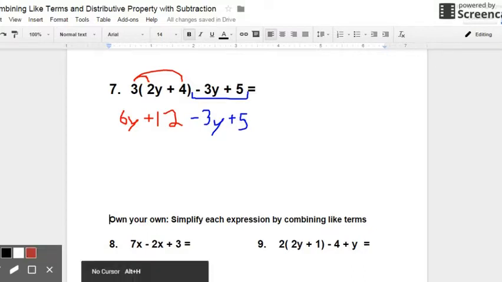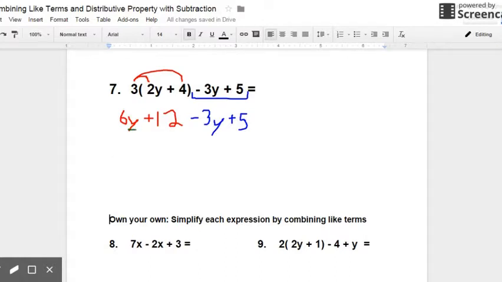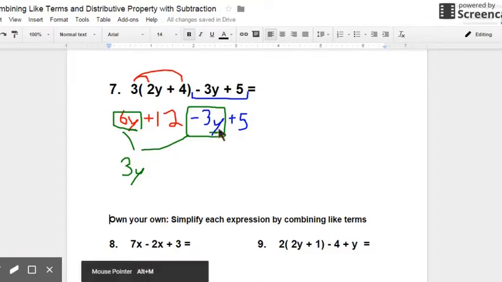And now we can combine like terms. Well, what things have in common? Here's a y, here's a y. But remember, what sign is in front of this? The subtraction sign right here is in front of this 3. So that means I have to subtract. We have 6y minus 3y gives me 3y. So I took care of both of these. I like to box them in to show that I've used those, and also because it connects the sign with the proper term.